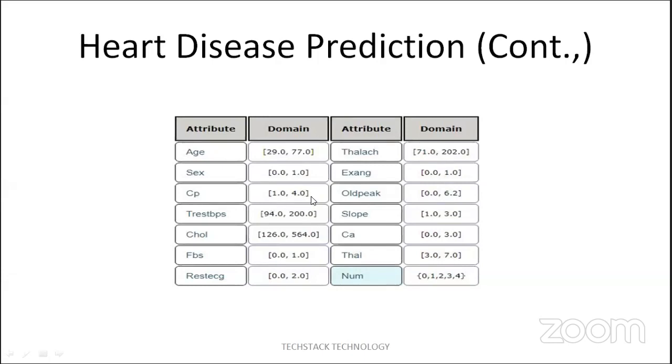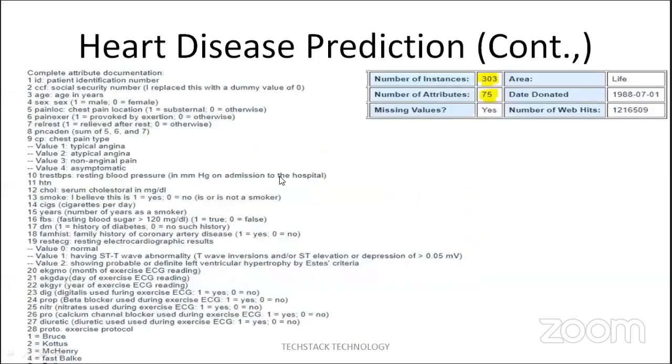Then sex has values 0 and 1. Sorry, 0 represents female and 1 represents male. So these are the data available in that.